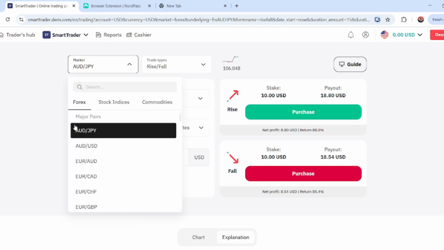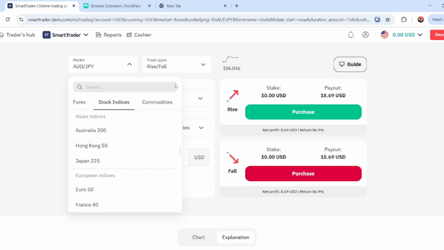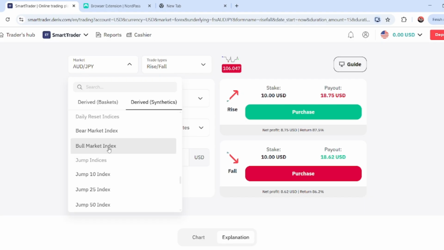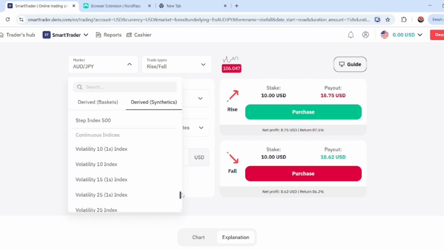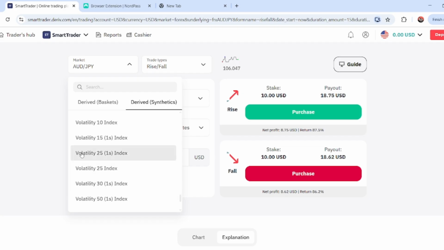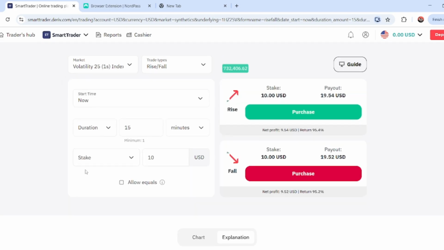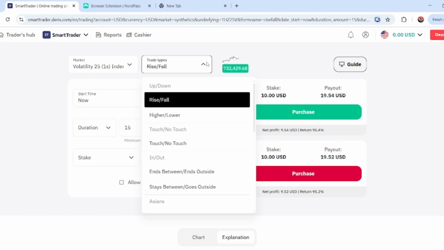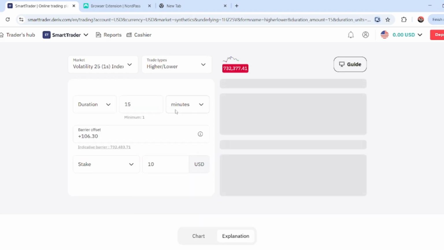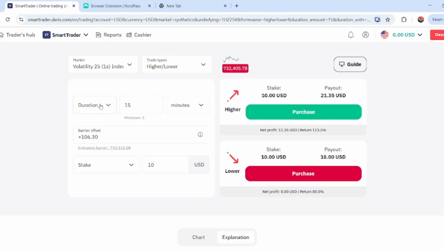Okay, here is our market. This is where you can select if you want to trade forex. Right now you can trade forex pairs, stock pairs. Yes, you can trade stock pairs, commodities. We have a lot, derived pairs, synthetic indices. Yeah, this is synthetic indices. Let's hop in on VIX 25 1x. Then okay, here is the tick, high and low. Then duration, this is where you can change your duration.